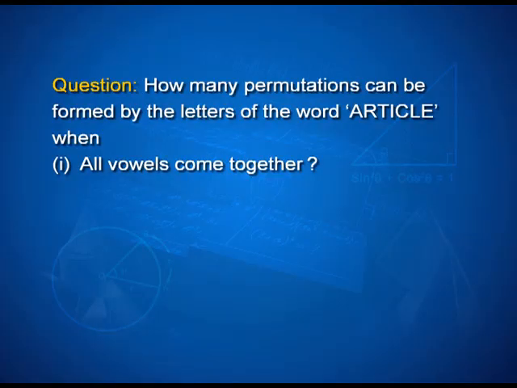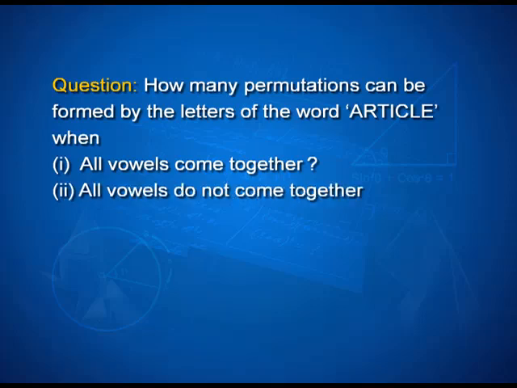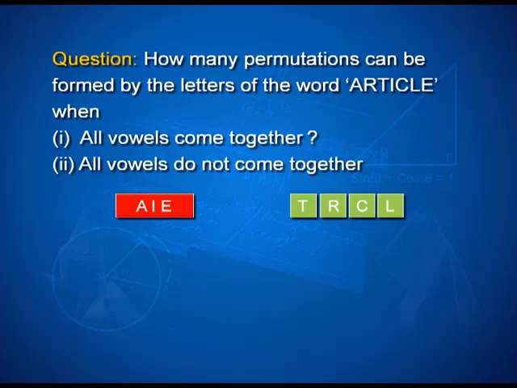Ready for another problem? Here it is. How many permutations can be formed by the letters of the word ARTICLE when, part 1, all vowels come together, and part 2, all vowels do not come together? Now, this is a very conventional problem that you would find in your books and a problem which is very often tested as well. The word ARTICLE, how many vowels are there? A, I and E are the 3 vowels, and there are 4 consonants T, R, C and L.